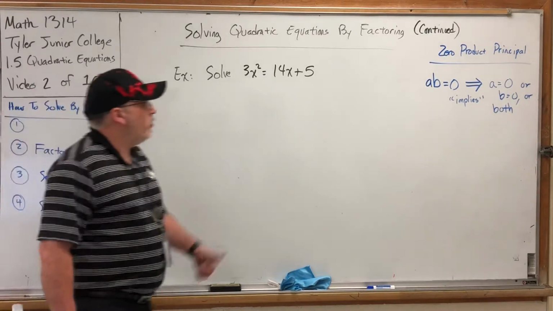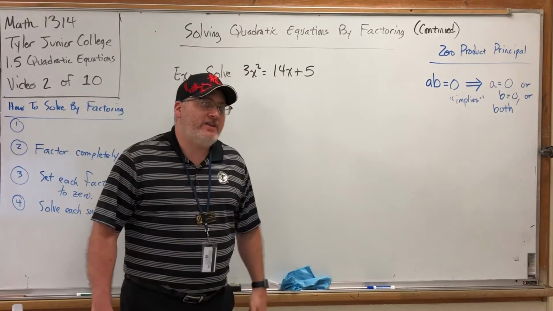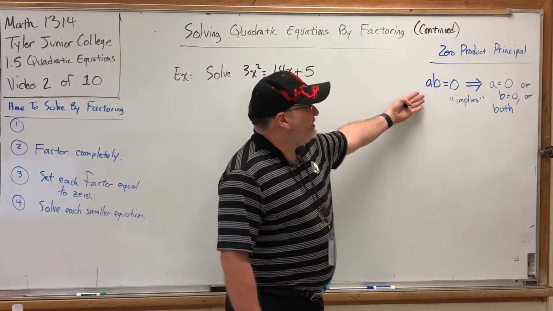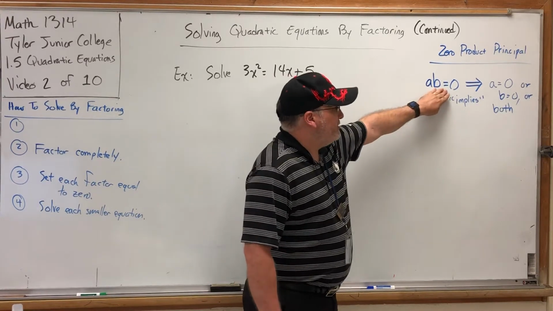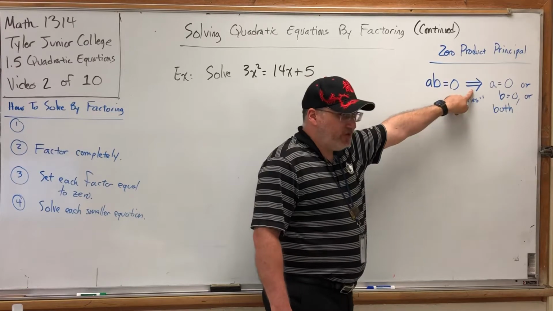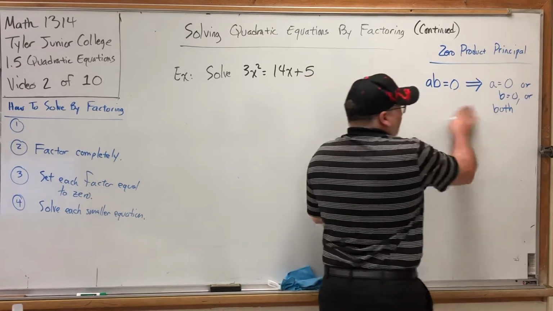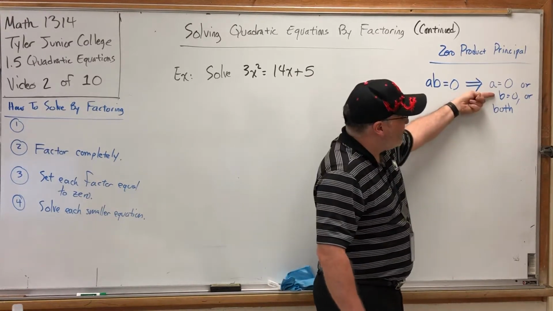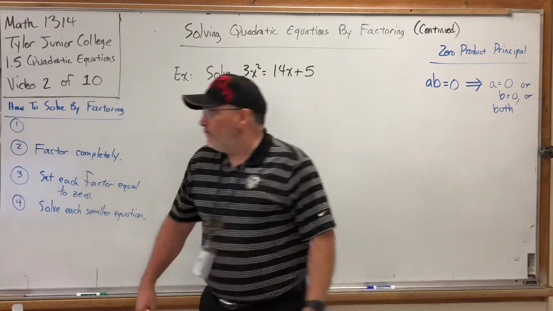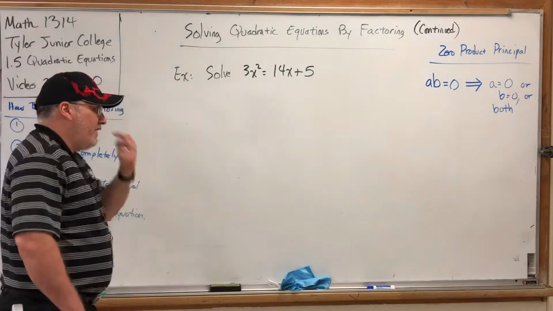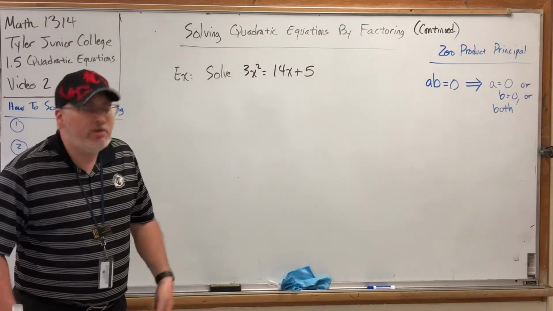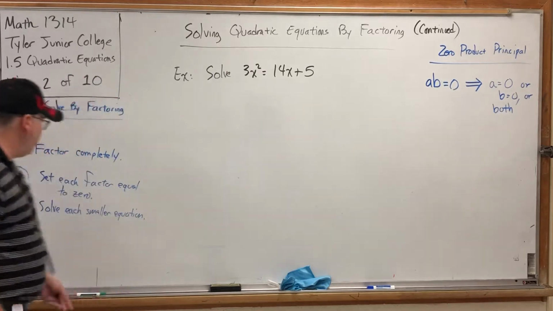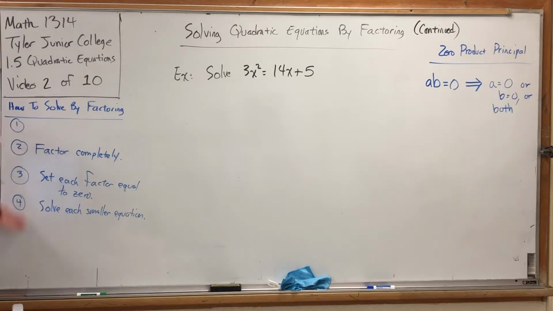In the previous video, we introduced the concept of solving quadratic equations by factoring, by capitalizing on the zero product principle, which basically says if a product is equal to zero, that implies that the first factor is zero, or the second factor is zero, or possibly both. We took advantage of that by factoring a quadratic expression, setting each factor equal to zero, and then continuing to solve, as was documented in these three steps. But there was one step left blank, the first one.